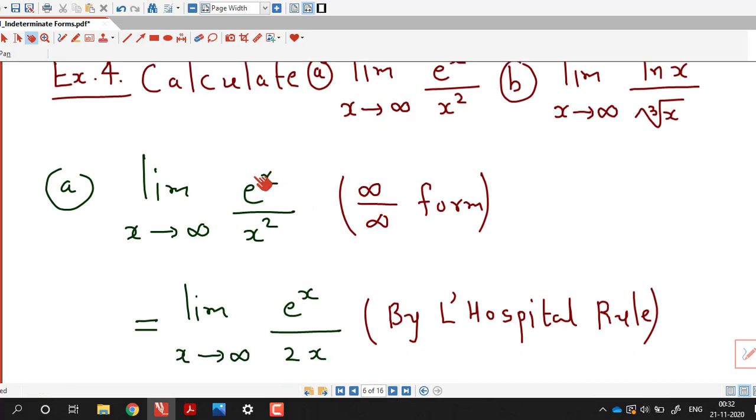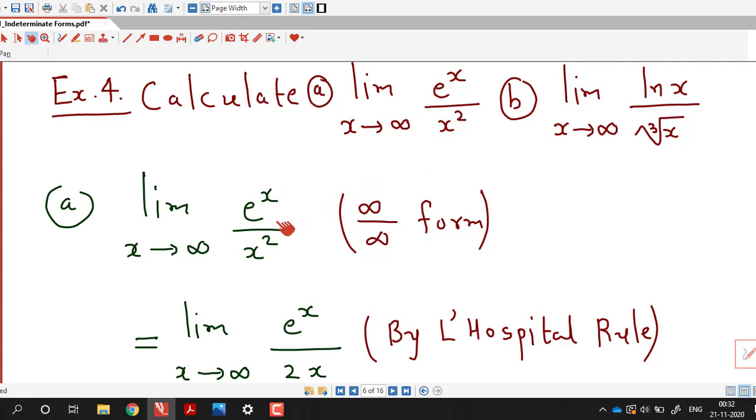Example number 4. These are simple examples. We have limit of e raised to x over x square as x approaching infinity. So if we take x equal to infinity, we have e raised to infinity, which is infinite over infinity square, that is also infinite. So this is infinity by infinity form, and L'Hospital rule is applicable for infinity by infinity form also. So we now directly apply L'Hospital rule. So derivative of e raised to x is e raised to x, and derivative of x square is 2x.